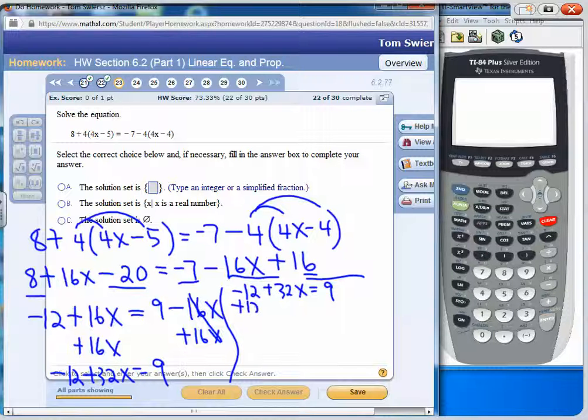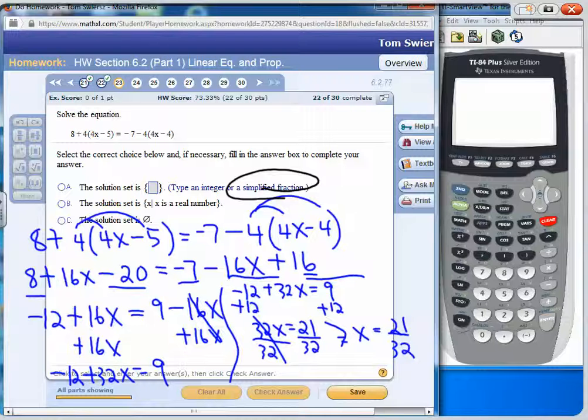We're going to add 12 because we're subtracting 12. And we're going to get 32x equals 21. And divide both sides by 32 to get just 1x. So x equals 21 over 32. Nothing is common to those two, so that would be our simplified answer as a fraction. They want the answer as a fraction. So it'd simply be 21 over 32.